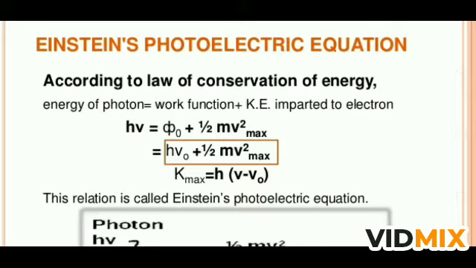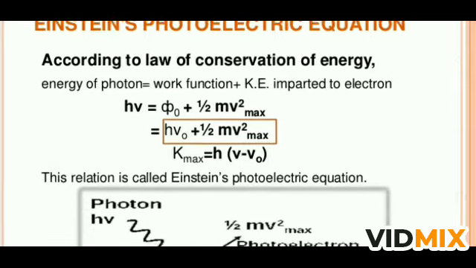Now we can use the symbols here. Energy of photon is h nu, work function is phi naught, and kinetic energy of electron is 1 upon 2 m v max square. And in place of phi naught you can use h nu naught. So we can say h nu is equal to h nu naught plus 1 upon 2 m v max square, or we can say K maximum is equal to h times nu minus nu naught. This relation is known as Einstein photoelectric equation.